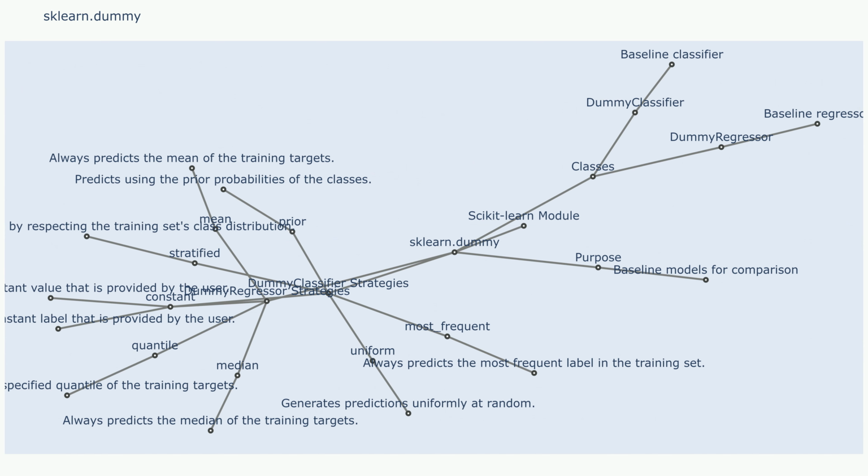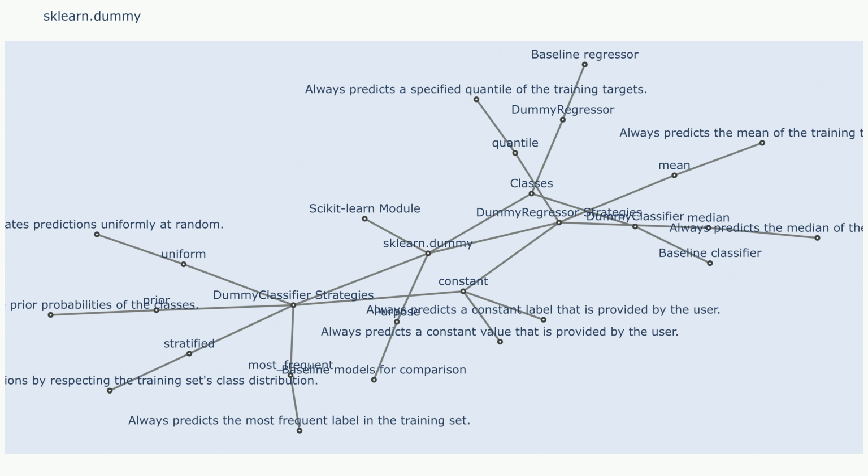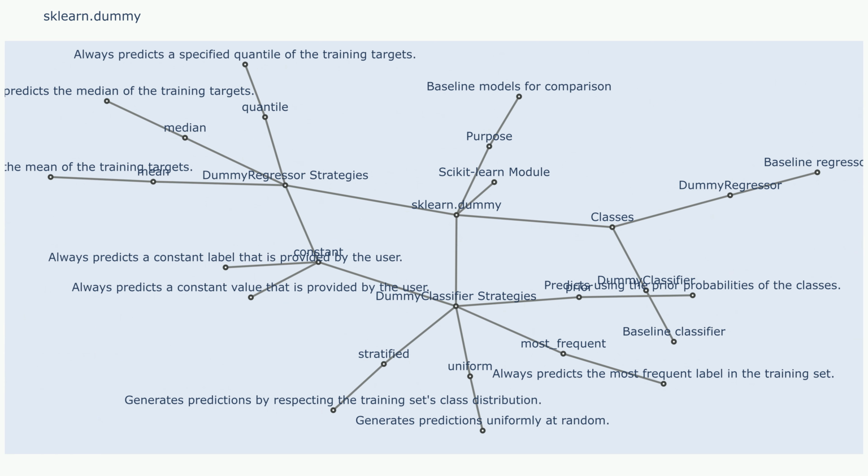training data. Prior. This strategy predicts based on the prior probabilities of each class in the training data. This means it will predict the class that is most likely based on the observed class distribution. Constant. This strategy predicts a constant value, which can be either a specific class label or a numerical value. This is useful for comparing against models that predict a fixed value, such as always predicting the average.